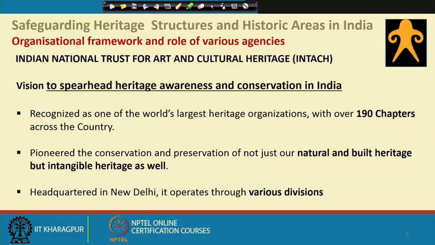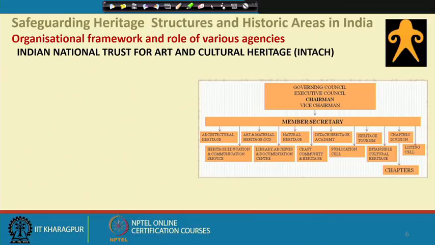And so it spearheads heritage awareness and conservation, and it is recognized as one of the world's largest heritage organizations with over 190 chapters across the country. One must remember that these local chapters have a very important role. Depending on the context and the situation, one can form a chapter. They have pioneered the conservation and preservation of not just our natural and built heritage, but intangible heritage as well. INTACH has played a very important role, and it is headquartered in New Delhi, but it operates through various divisions. Let us see what the various divisions are.